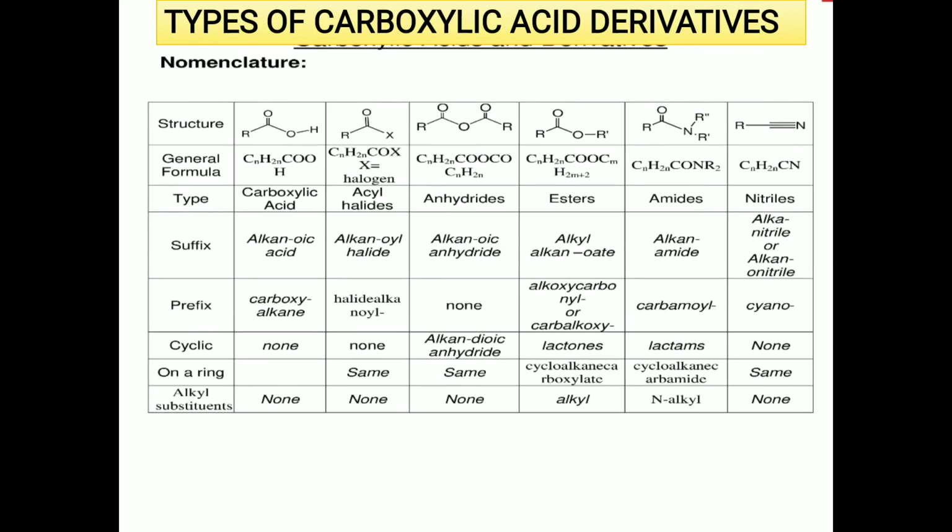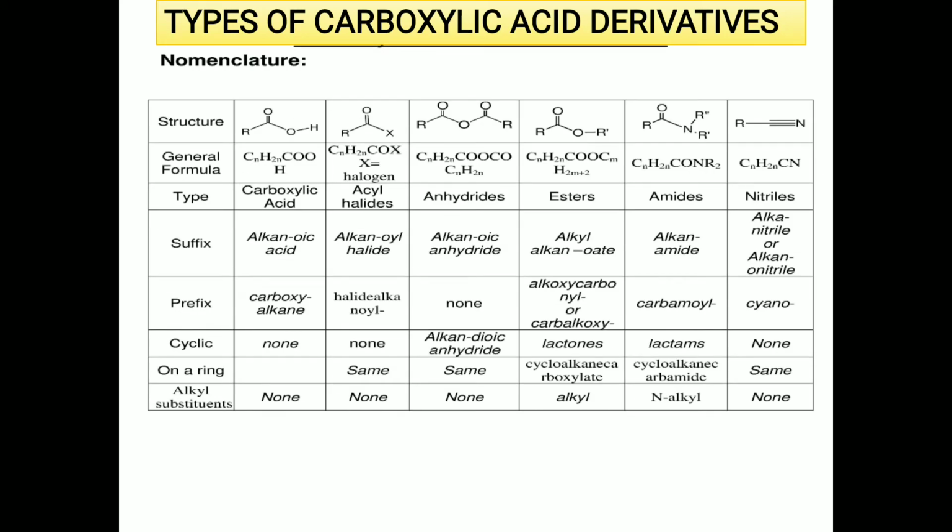So let us begin with some types of carboxylic acids and their derivatives. We can understand this by using this table. Here we have six types, and we are going to study how we can name these six types by using IUPAC rules for those particular carboxylic compounds.